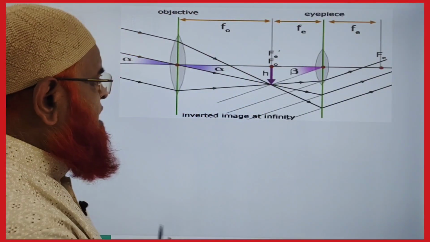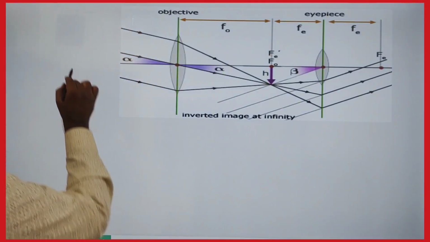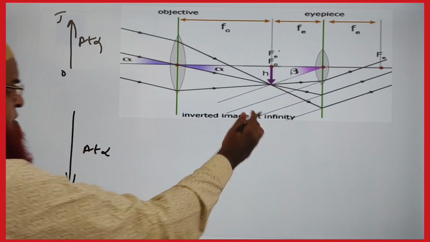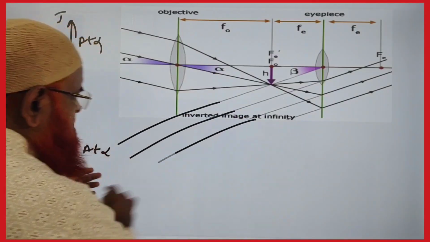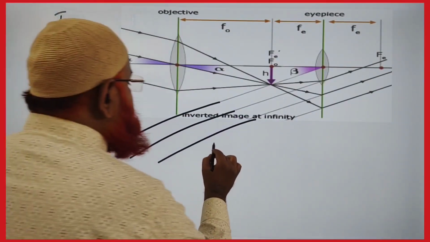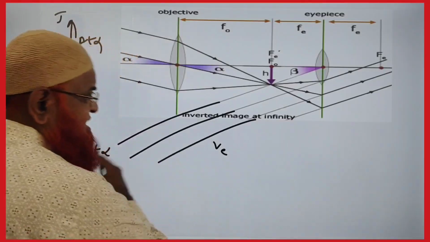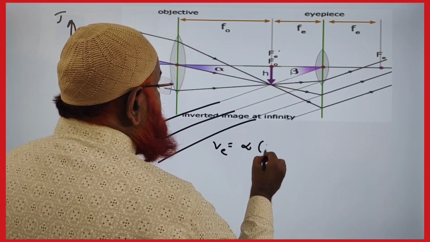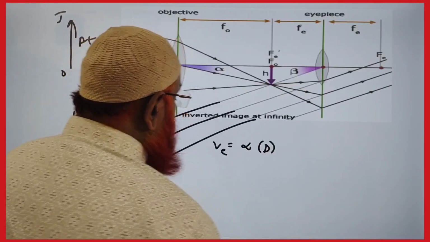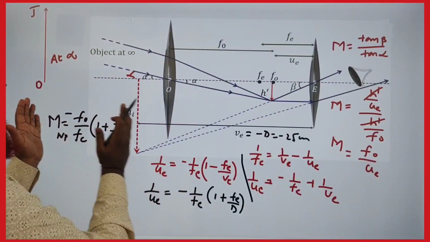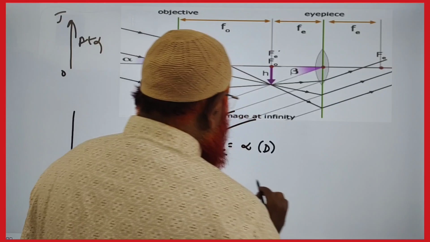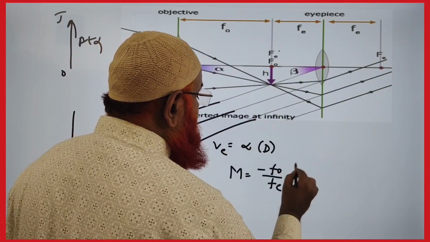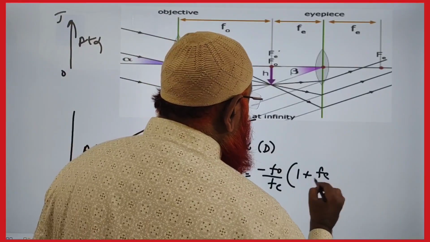Next, the far point formula. Far point means the object is at infinity, and the image is also at infinity. If you extend these lines, you will get an image at infinity. That means here, the image distance for the eye lens is going to be infinity. It can be taken as D here. Already we got this formula: magnification is going to be minus F naught by FE, 1 plus FE by D here.